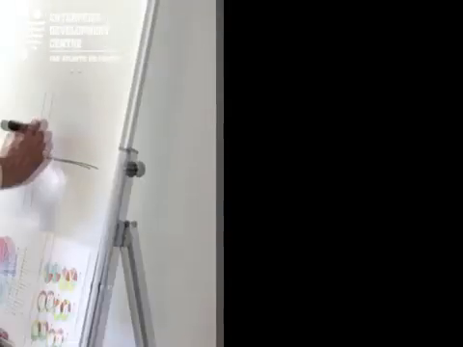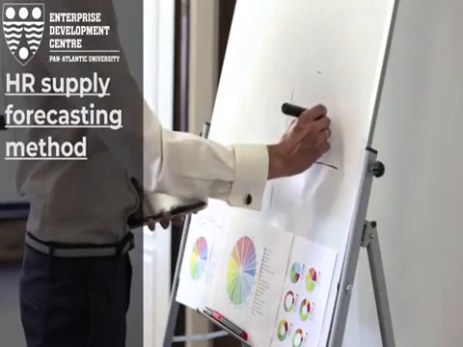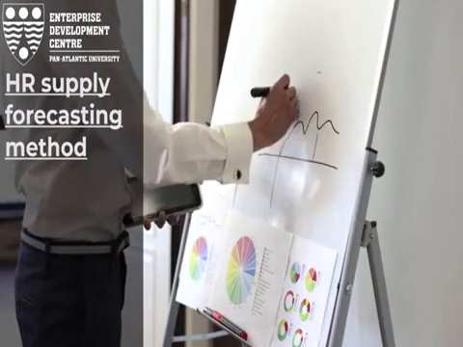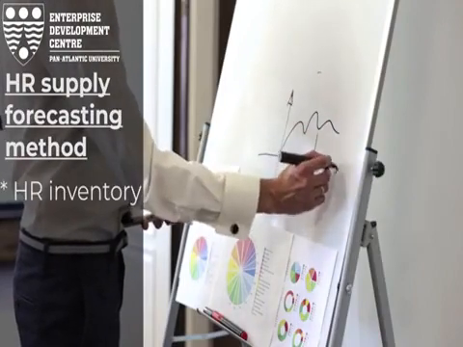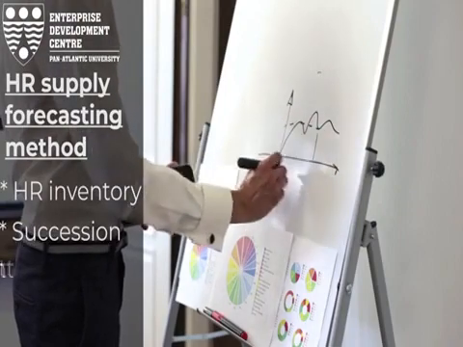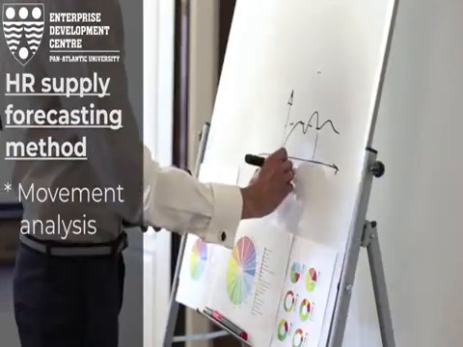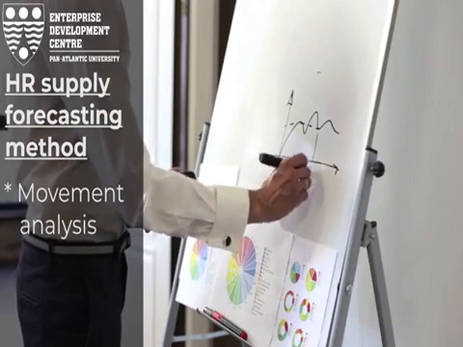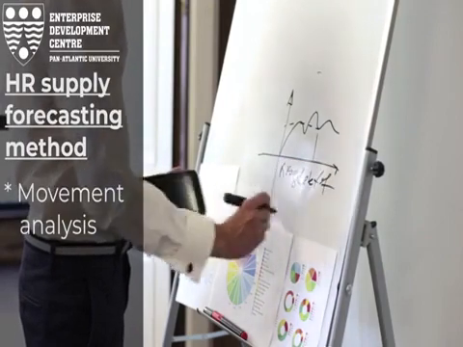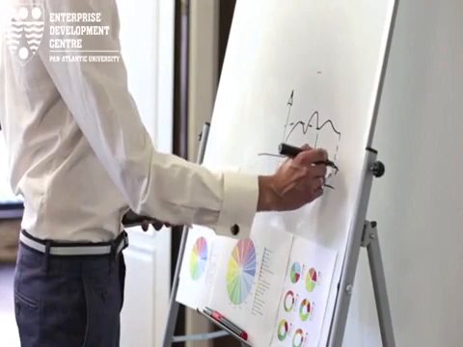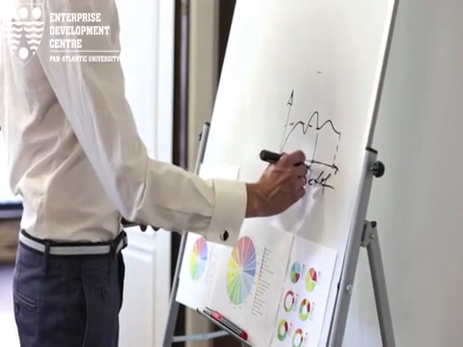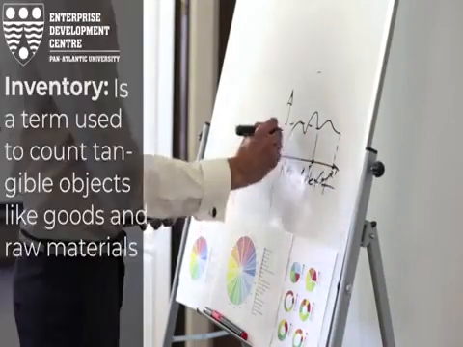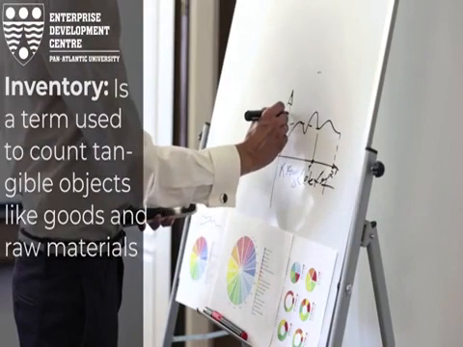Let's look at some HR supply forecasting methods. We have the HR inventory, the succession, the replacement analysis, we have movement analysis, we have the Markov analysis, and the vacancy model. For MSMEs, we will focus on a couple. Let's look at HR inventory.